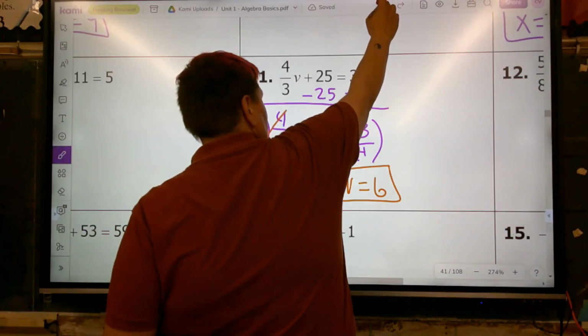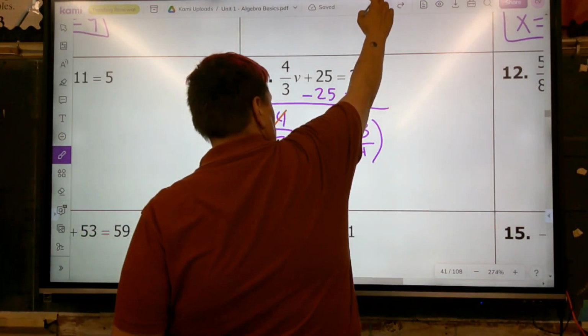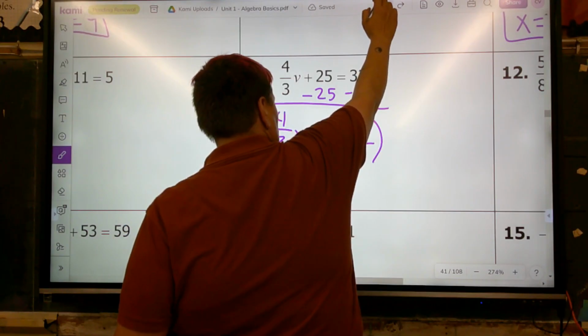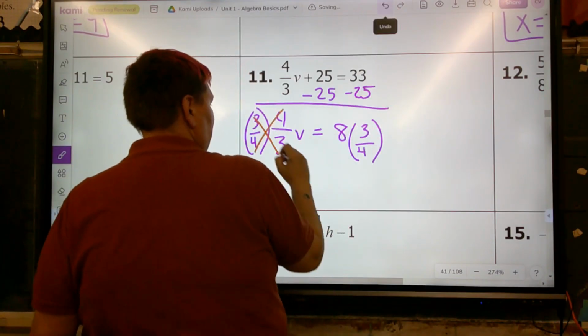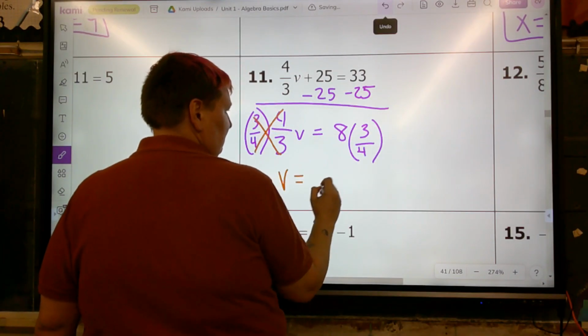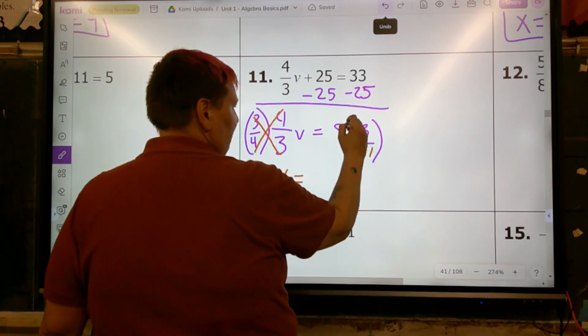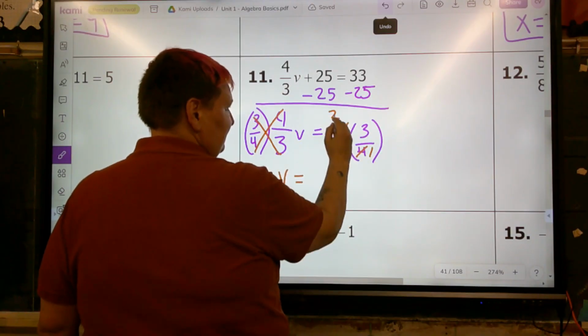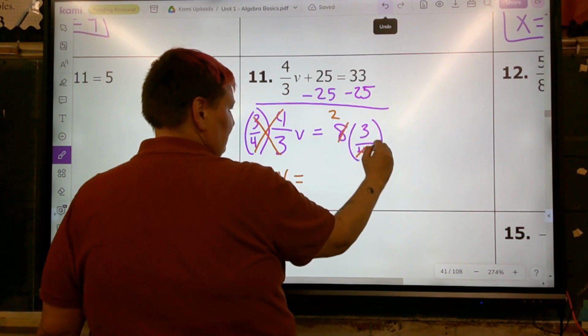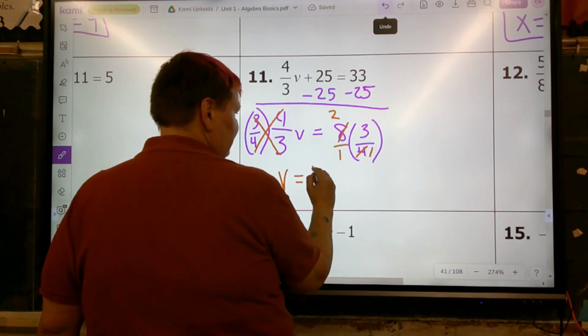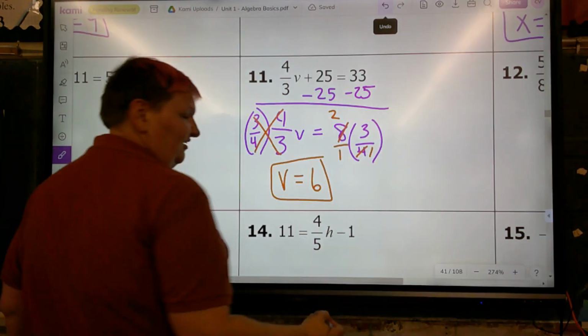Or we can simplify first. B equals, 4 goes into itself once, it goes into 8 twice. 2 times 3 is 6 over 1. 6 over 1 is 6. Either way you get 6.